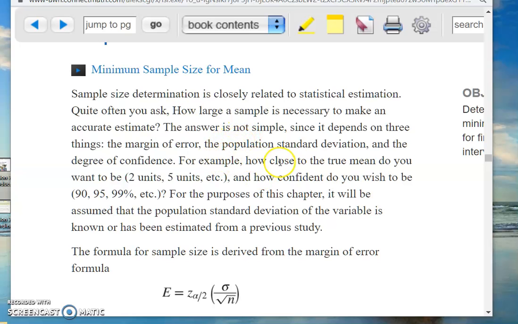Let's see here. For the purposes of this chapter, actually, he says for the purposes of this chapter, I'm not sure that's what he meant. I think what he meant was for the purposes of this section 7-1, because in 7-2, we specifically do not know what sigma is. So I'm not sure if that might be an error in what he says here.